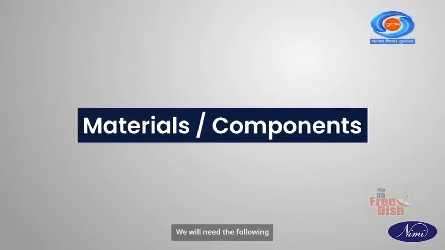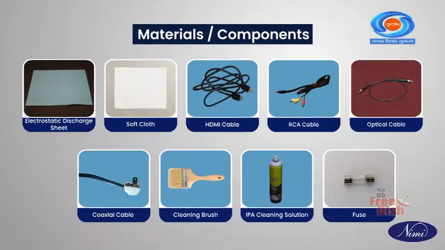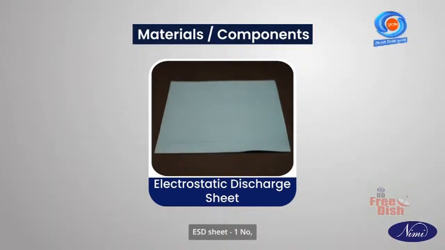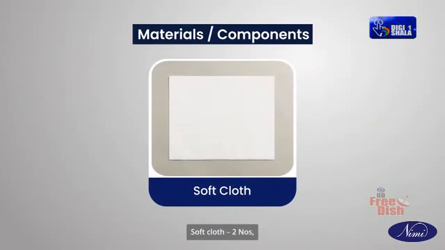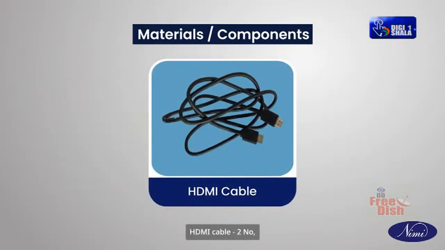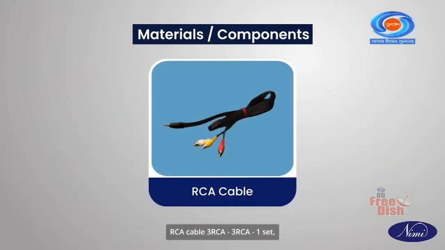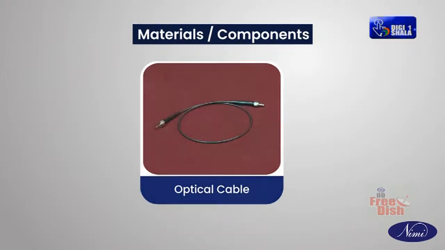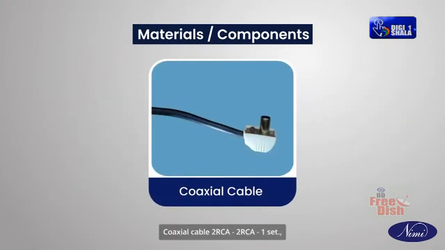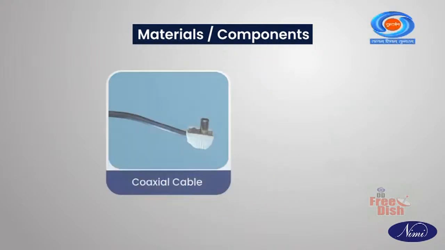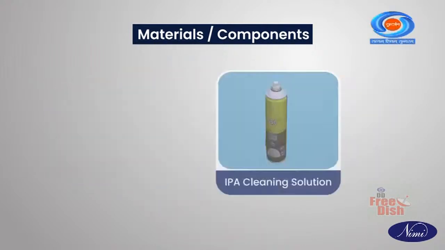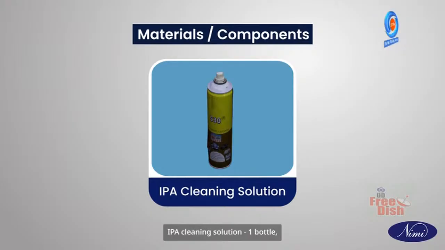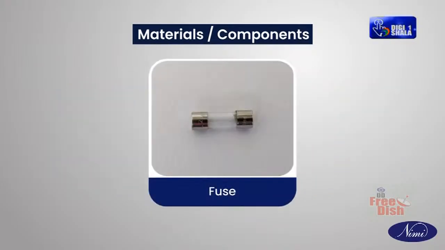We will need the following materials and components: ESD sheet 1 number, soft cloth 2 numbers, HDMI cable 2 numbers, RCA cable 3 RCA to 3 RCA 1 set, optical cable SPDIF 1 number, coaxial cable 2 RCA to 2 RCA 1 set, cleaning brush 1 number, IPA cleaning solution 1 bottle, and fuse 1 number.